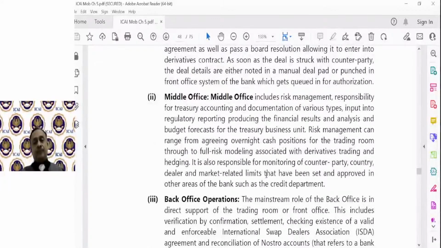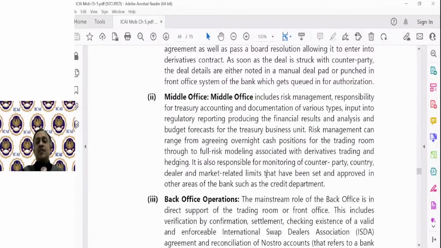Then the middle office. Let us read, and then the same example we will create for the middle office. It includes risk management, responsibility for treasury, accounting, and documentation of various types, input into regulatory reporting procedure, producing the financial results and analysis, budget forecast for the treasury business unit.